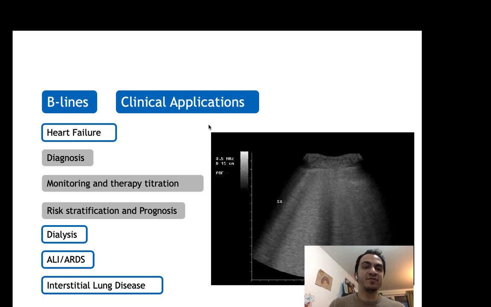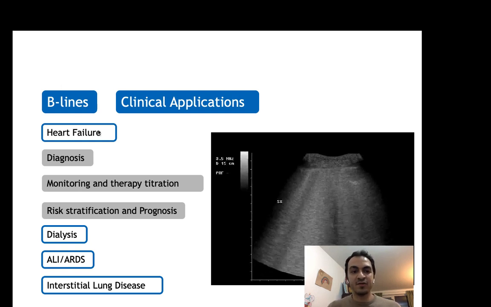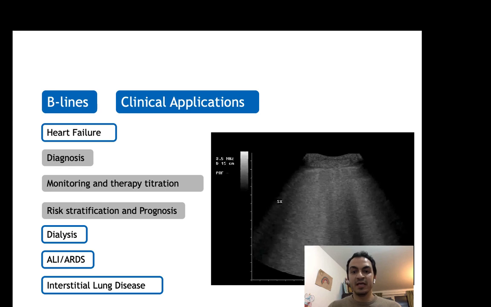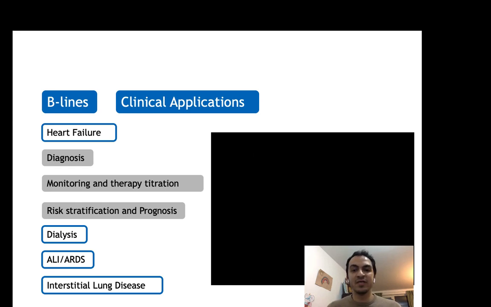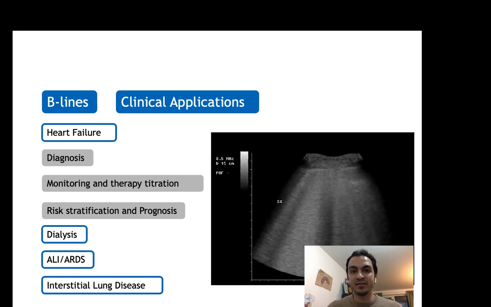And these are the different applications of the utilization of B lines in heart failure: diagnosis, monitoring, therapy titration, risk stratification and prognosis. It can also be used in monitoring patients on dialysis, to assess the degree of volume overload, and of course, in our COVID-19 category of patients, B lines are very important to assess the degree of loss of aeration of the lungs.